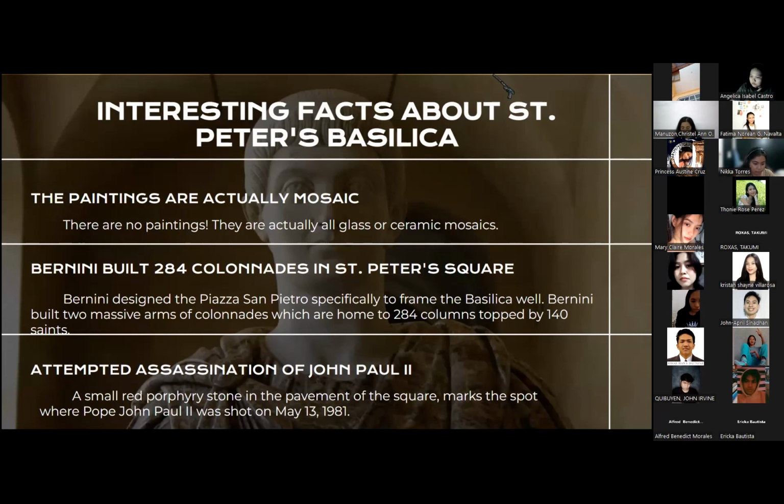Is my connection weak, or is the connection of the speaker lagging? Next na po.